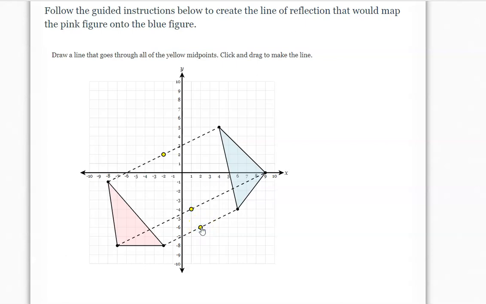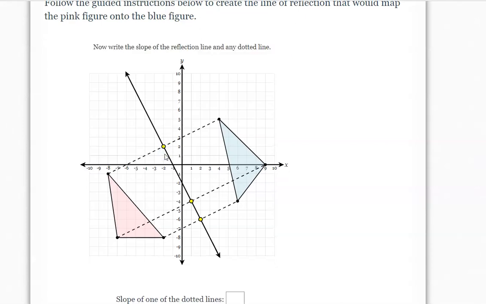Then it says draw a line that goes through all the midpoints, the yellow midpoints. If you eyeballed it, this is where you're going to find out if you did so well or not. So I'm going to draw a line. When you click on one and start moving it around, you should be able to get a line. If you can get your line to go through all 3 midpoints, then those midpoints are correct. If you can't, one of your midpoints is not right.